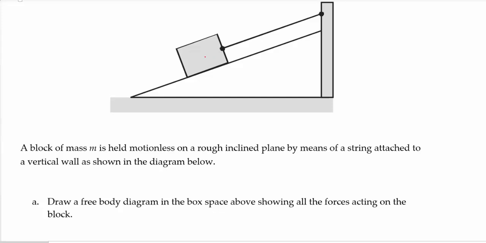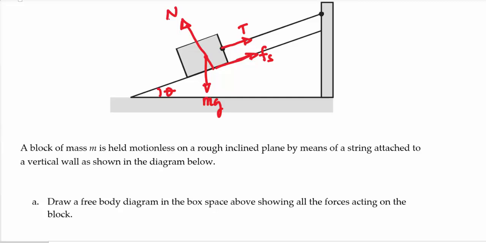So if we do the free body diagram, this is a force diagram that I'm drawing. It will help us to draw the free body diagram. This angle here is theta. We have the weight mg acting vertically downwards. You have the tension in the string T. There is friction. So since it's at rest, definitely it's static friction. And you have the normal force, which is perpendicular.